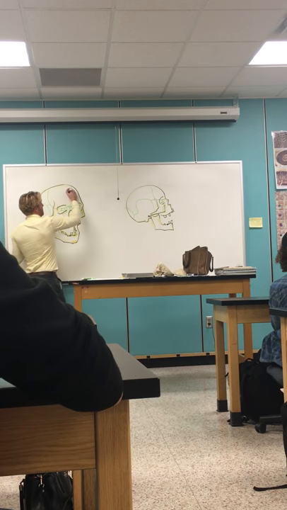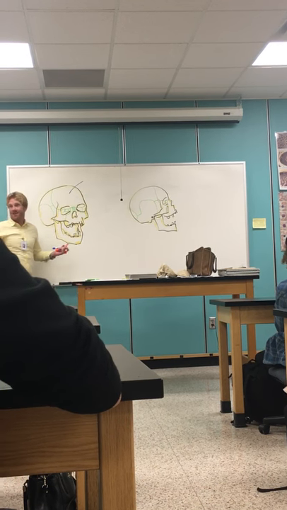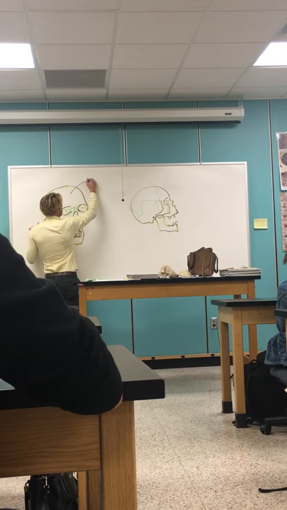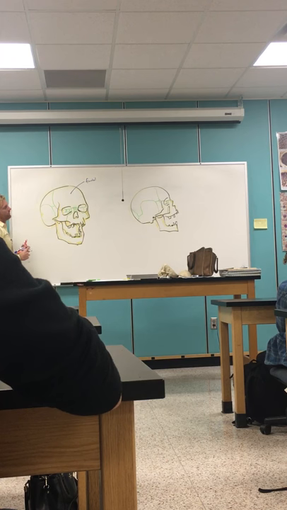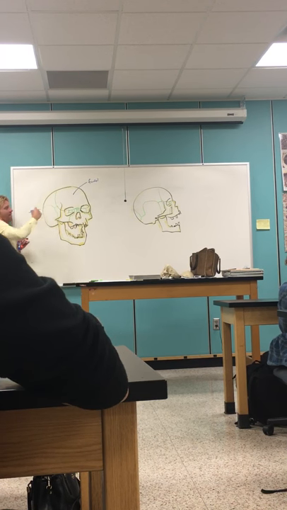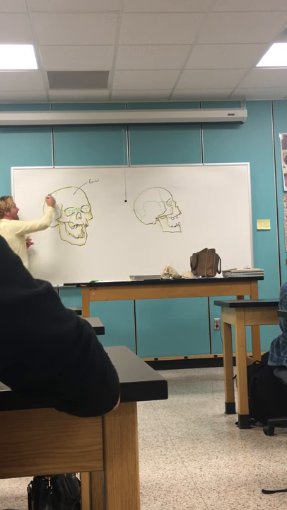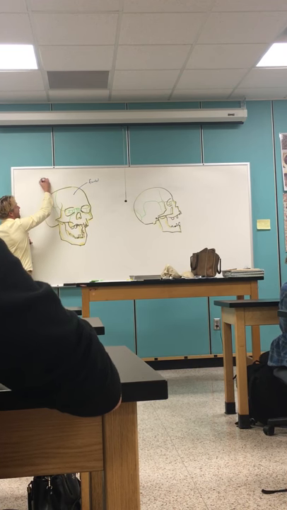What's the name of this big bone right here? Frontal. And we know that's the frontal region. Okay. Now, if this is the frontal bone, we know that this bone right here is the bone that makes up the side of the head. Parietal. That's your parietal bone. So the parietal bone is on the side of the head, right here.